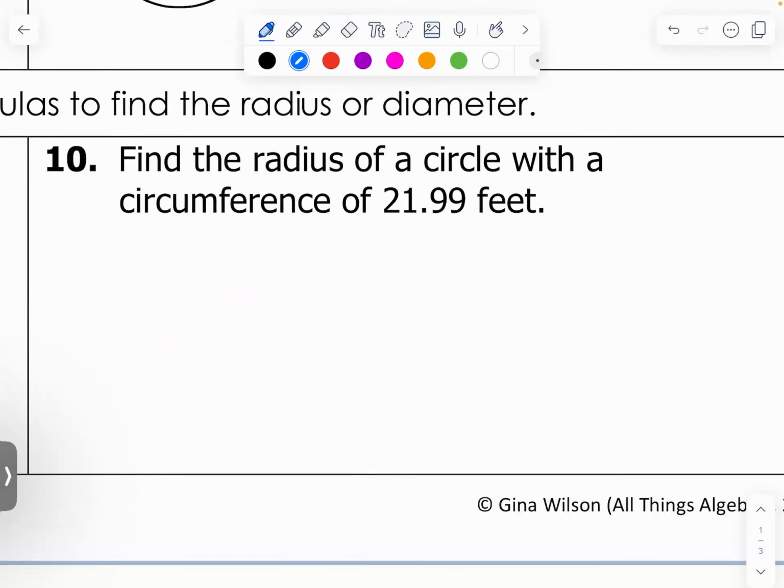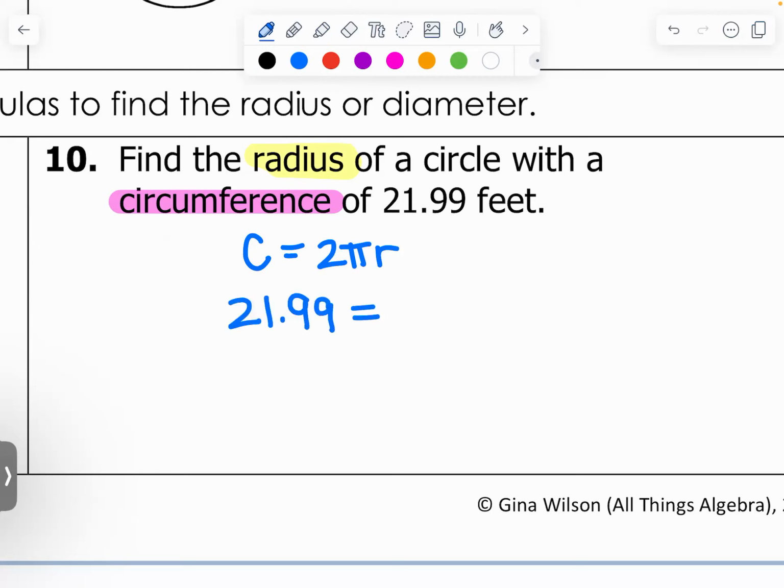All right, now number 10, we're gonna have to be a little careful with. Find the radius if the circumference is 21.99 feet. Now we have the radius. Or no, we're finding the radius, we have the circumference. So if we're talking about radius and circumference, well, we know that circumference is 2 pi r, right? So I have 21.99 equals 2 pi r, and we need to solve for r.